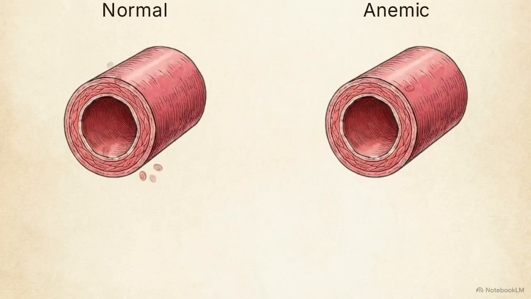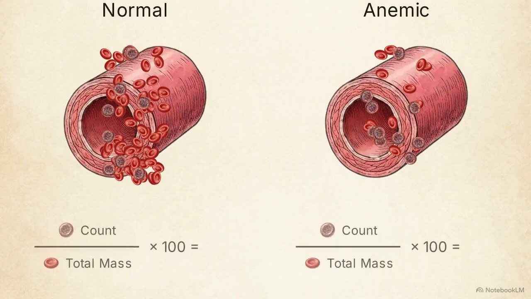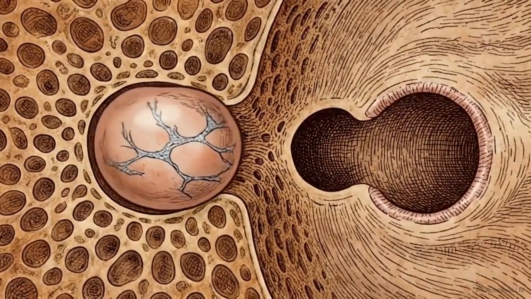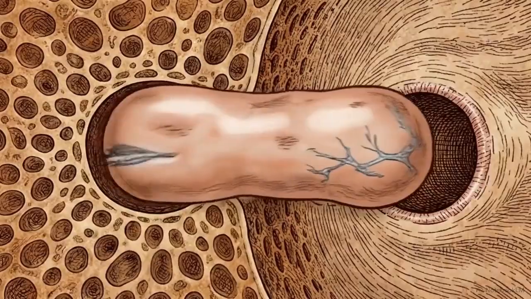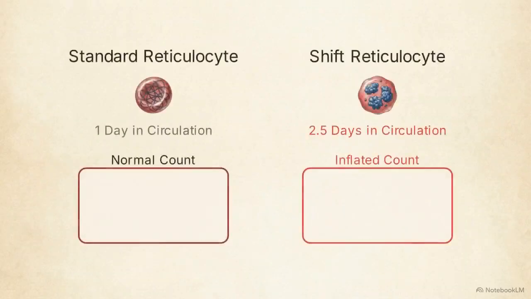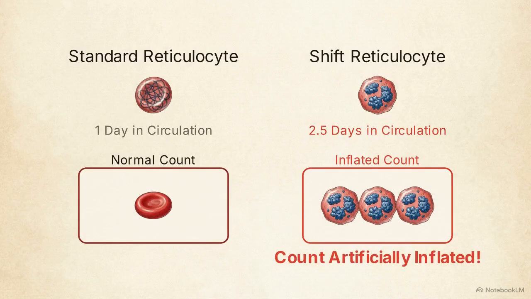Looking at this comparison of a normal and an anemic blood vessel, we see the mathematical flaw in using raw reticulocyte percentages. Because the percentage is calculated against a heavily reduced red blood cell mass in the anemic patient, the exact same absolute number of reticulocytes yields a falsely elevated percentage. The denominator is broken. The marrow also reacts to extreme anemic stress by releasing shift reticulocytes. These are immature cells that exit the bone marrow prematurely. Because they enter the bloodstream early, they circulate longer than standard reticulocytes, artificially inflating the daily count.